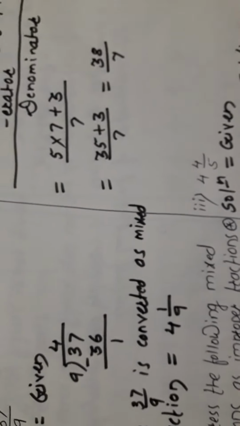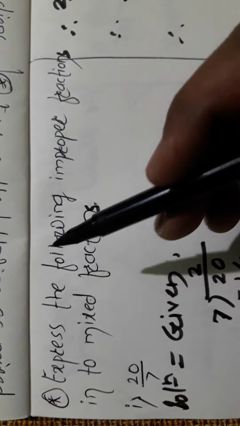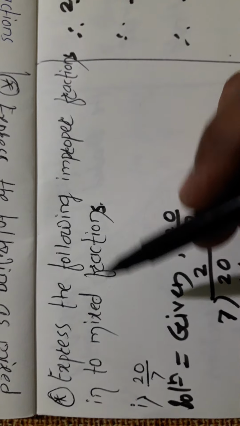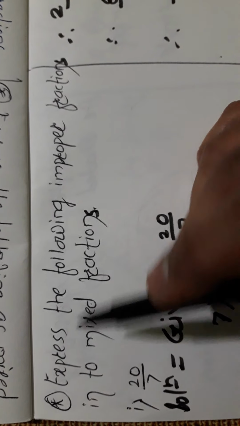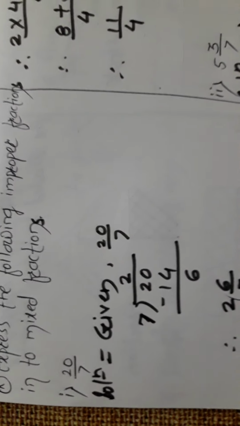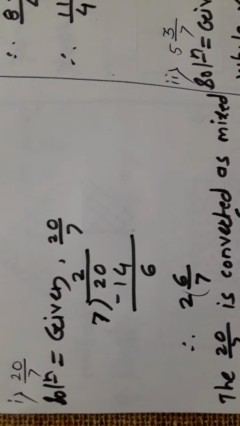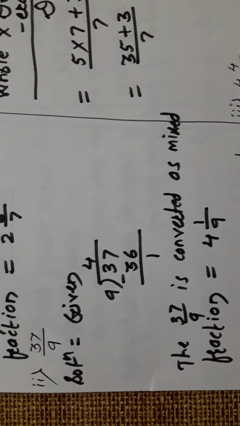Now see here, in this video what I told. I showed you first of all how to convert, which I had also shown in the previous video, with small changes in the instruction. Express the following improper fractions into the mixed fractions. How to convert those improper fractions into mixed fractions? That point we have discussed. I had shown you 2 examples.